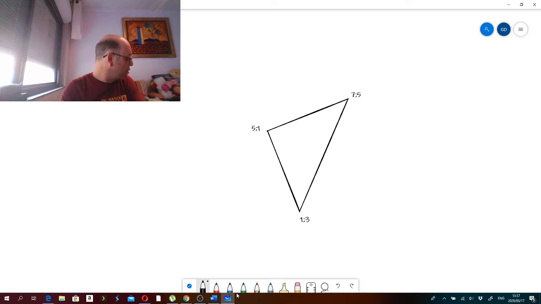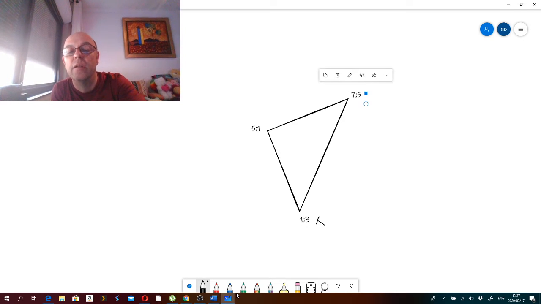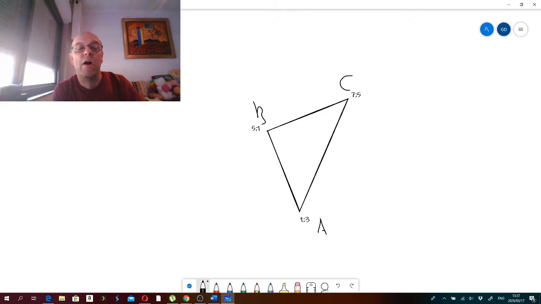The (1, 3) point is A, so I'm just going to mark it quickly. That's an A. It was horribly drawn, so let's just do that again. And then this is B, and that's C. They ask us to prove that this is a right angled triangle.